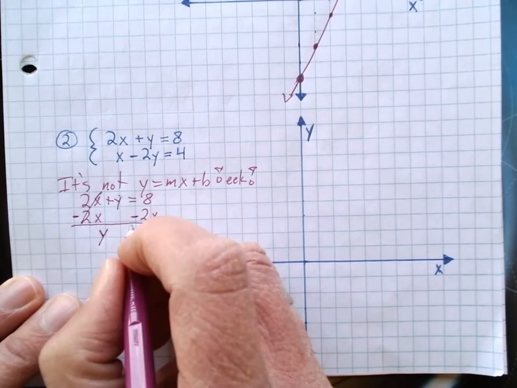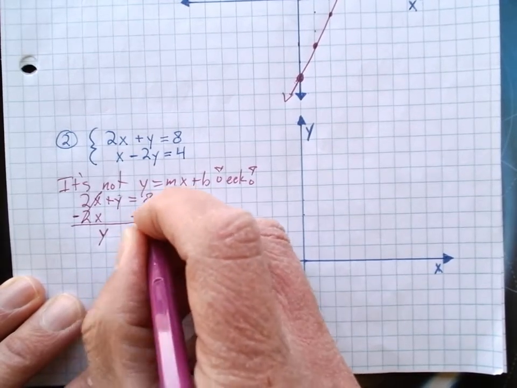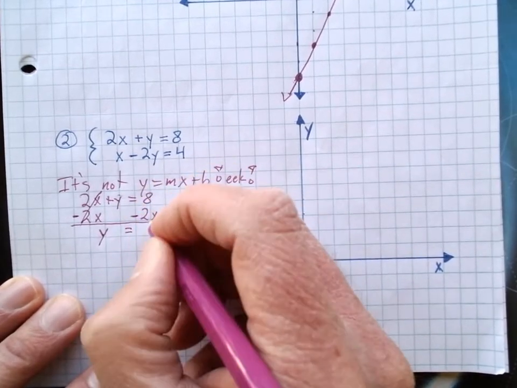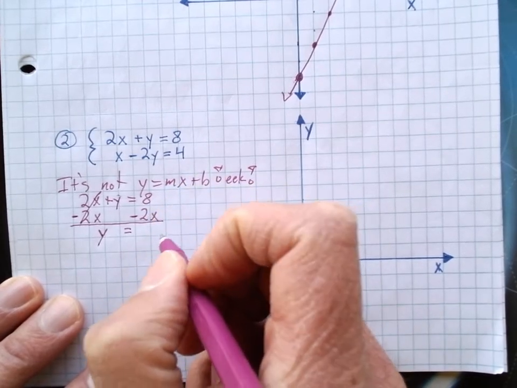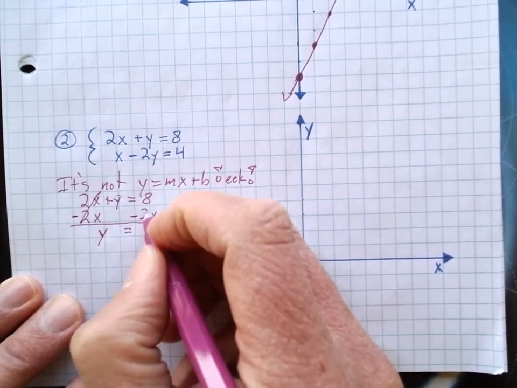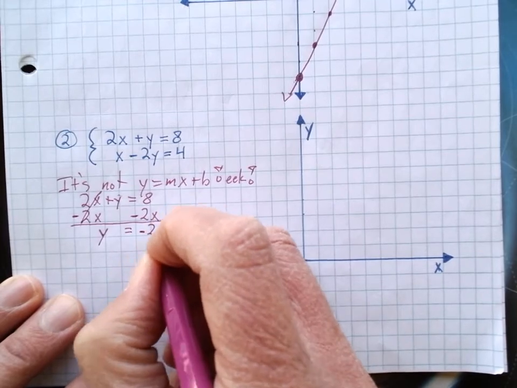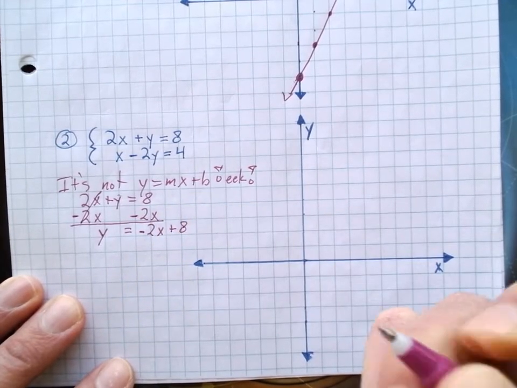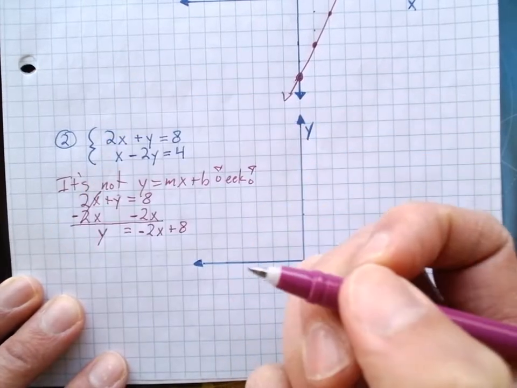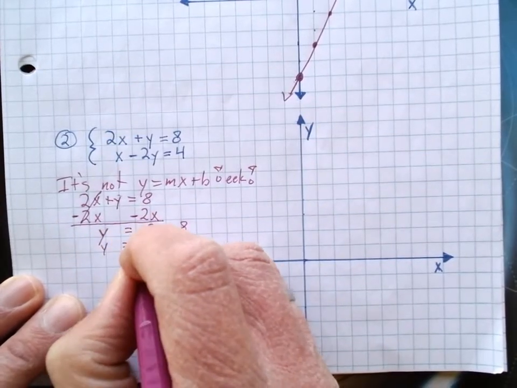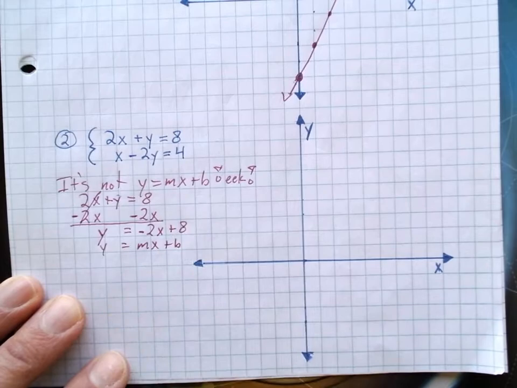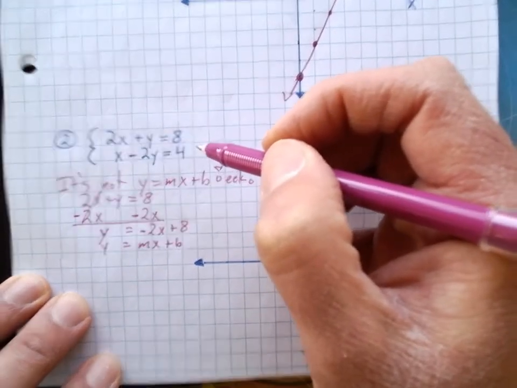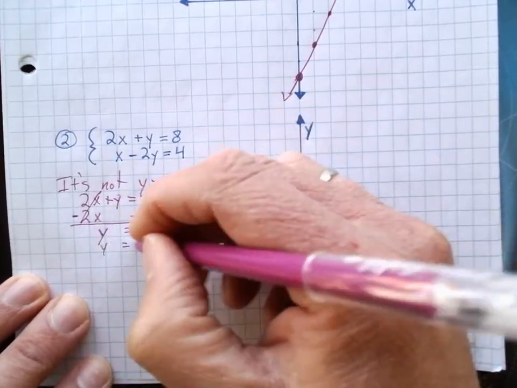I'll be left with y equals, and now I can't do this subtraction. A lot of you are going to try to make this 6x. Don't you dare. Don't do it. These are not like terms. But what you do get is negative 2x plus 8, and holy moly, that's y equals mx plus b, right? We did it. We just turned it around. We moved things, we shifted it, and now we have y equals mx plus b.